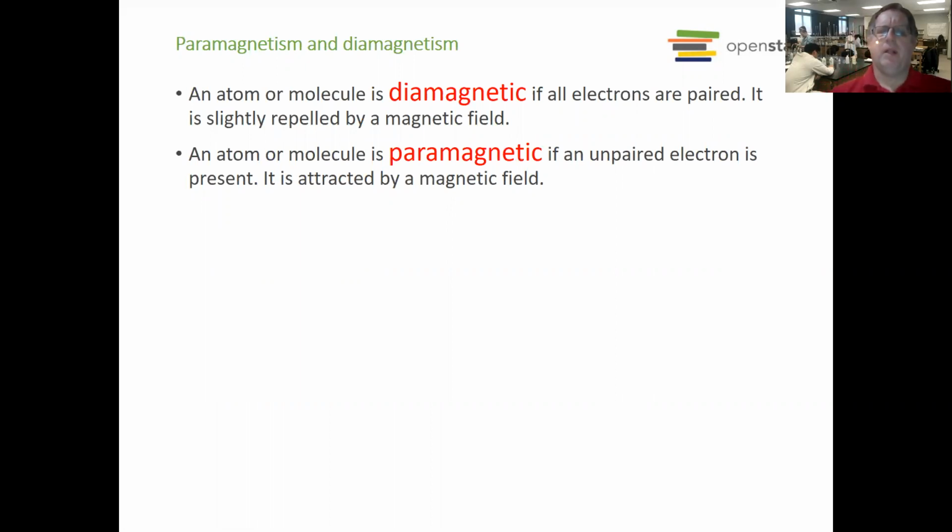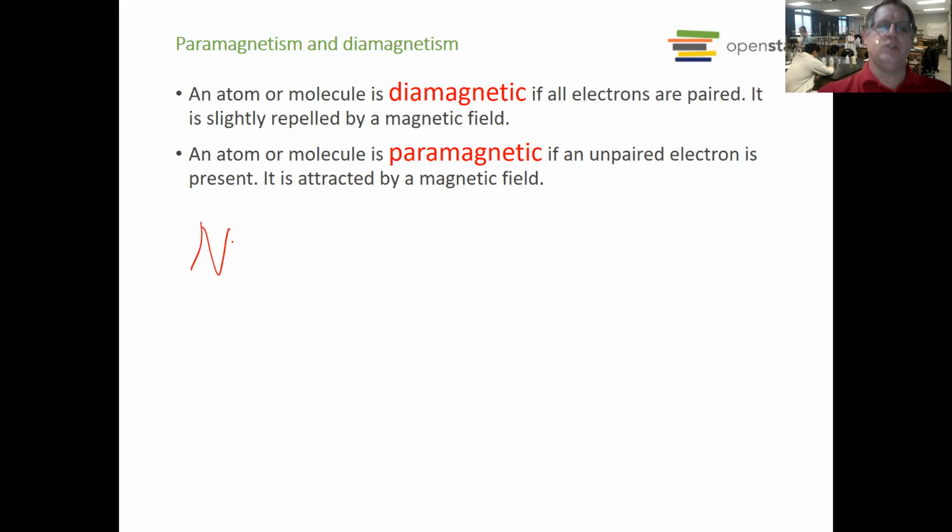a molecule or atom is diamagnetic if all of the electrons are paired. In other words, if in every orbital I have both one that is up and one that is down, I have opposite spins all present. If I have an orbital that has an unpaired electron, I have something that is paramagnetic.